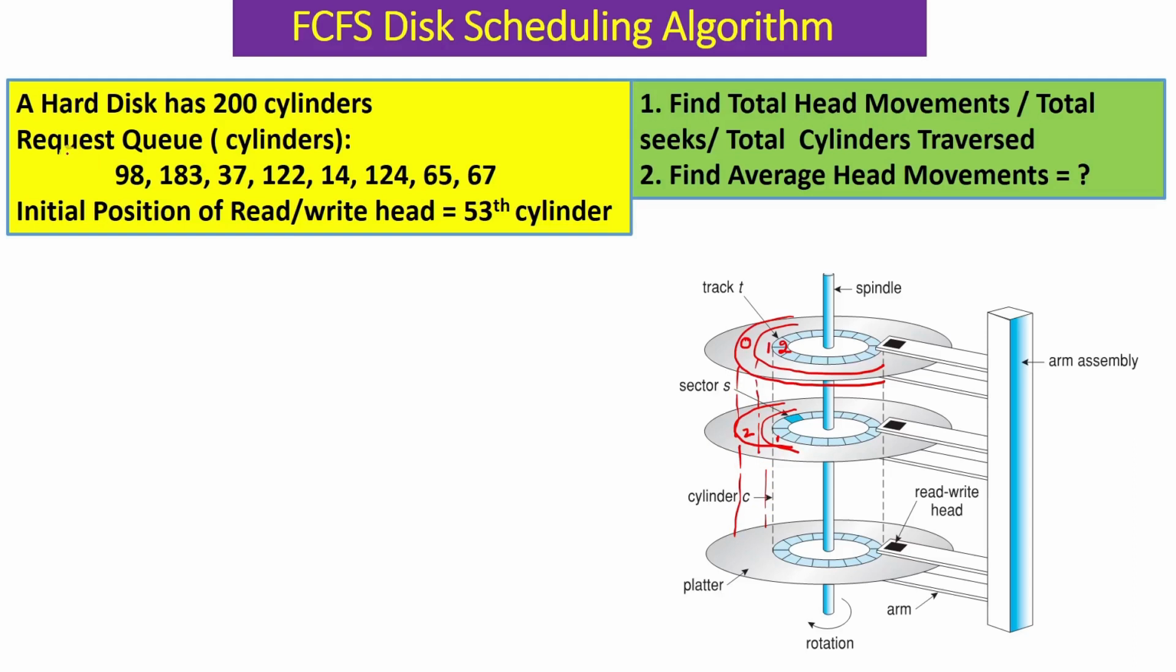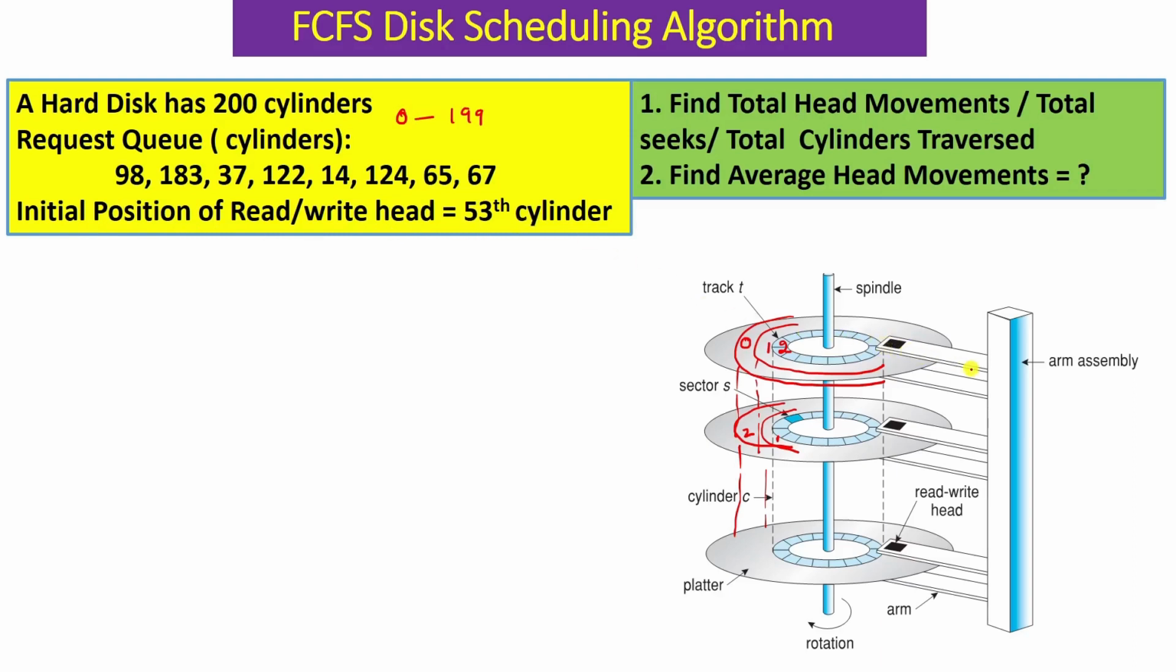Then the other thing that we are given is the request queue. The request queue contains various requests in the form of cylinders. So we want to read, or let's say write, data to the 98th cylinder, then 183, then 37. These are the different cylinder numbers, and they will be between 0 and 199. Why? Because your hard disk contains cylinders from 0 to 199, a total of 200 cylinders. And you are given that the initial position of the read write head is at cylinder 53.